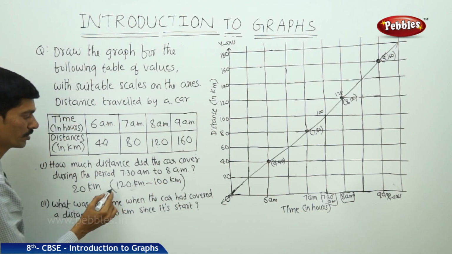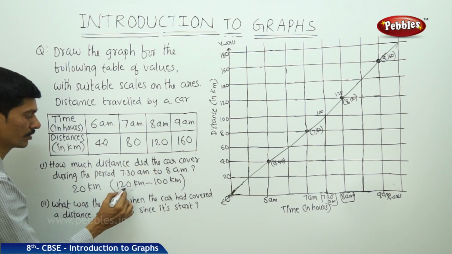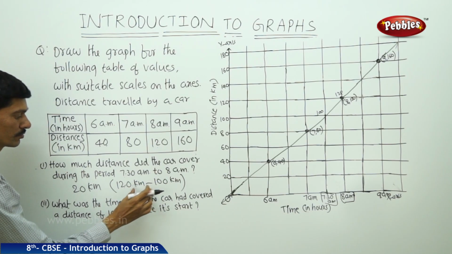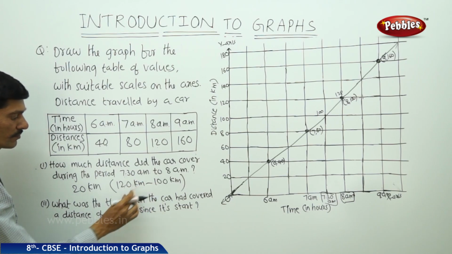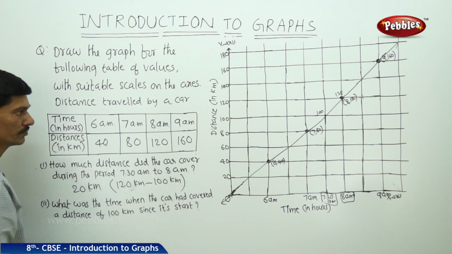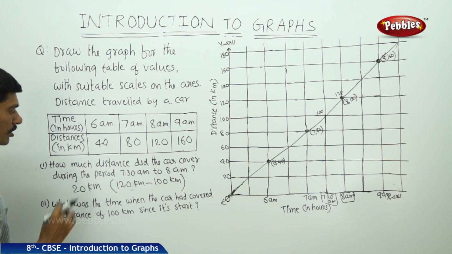The distance covered by the car at 8 am is 120 kilometers and at 7:30 am is 100 kilometers. So the difference between these two distances is 20 kilometers. So from 7:30 am to 8 am, the car has covered 20 kilometers.